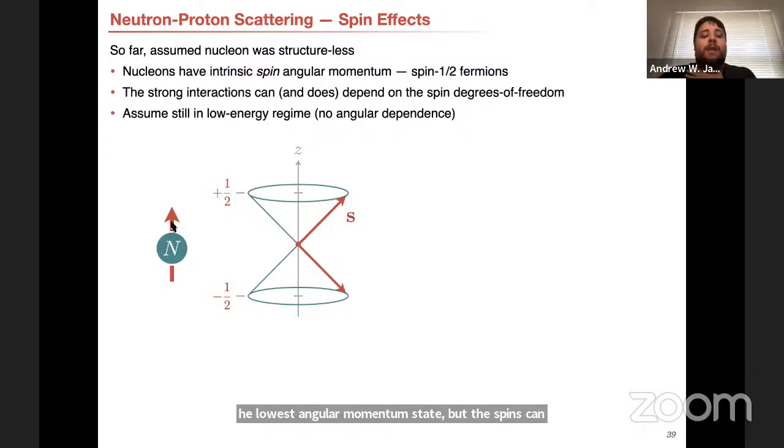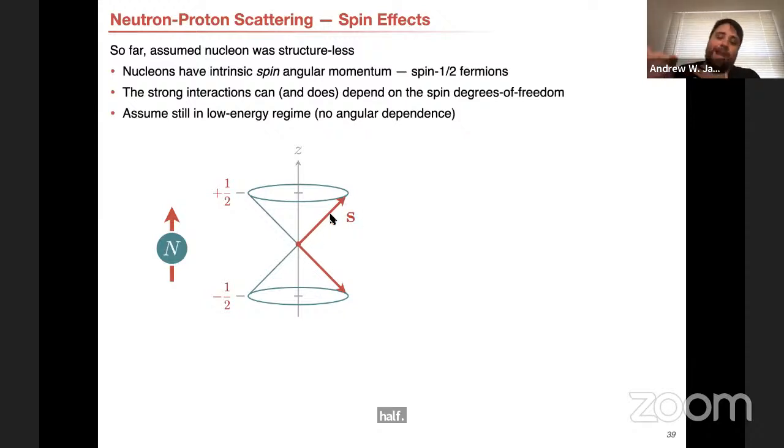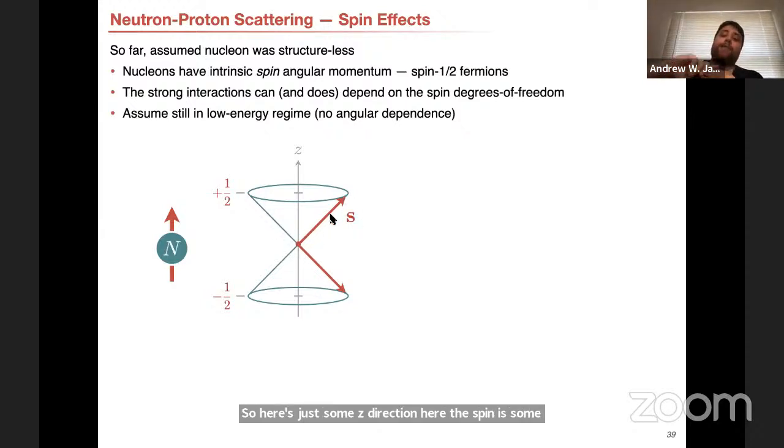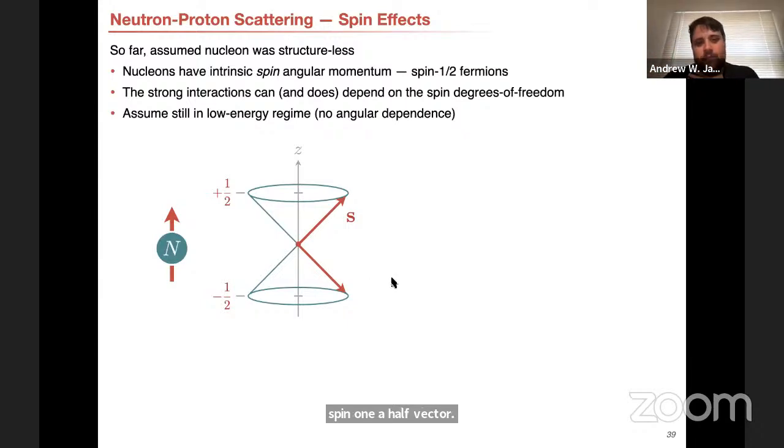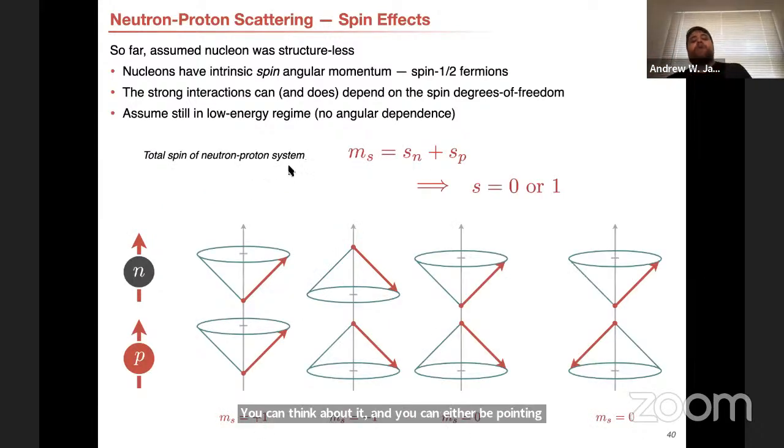So a nucleon spin has two projections, two components. It can either be spin plus 1/2 or spin minus 1/2. Here's some z direction. The spin is some spin 1/2 vector, and it can either be pointing up or pointing down. If you have a neutron proton system, then you have different possibilities for how these spins talk to each other. The total spin projection of the neutron and proton will be the sum of each of the individual spin projections. And we see here the top is the neutron and the bottom is the proton.